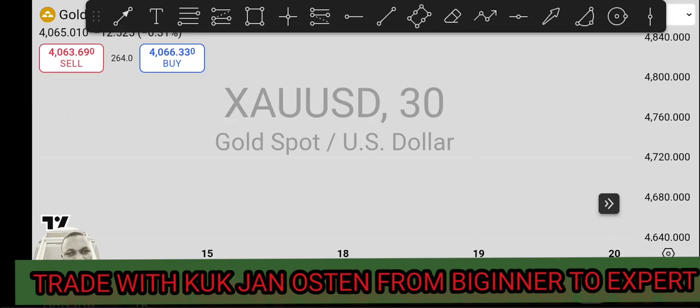I'll show you step by step what an order block looks like, how to trade an order block, and how to trade the fair value gap.